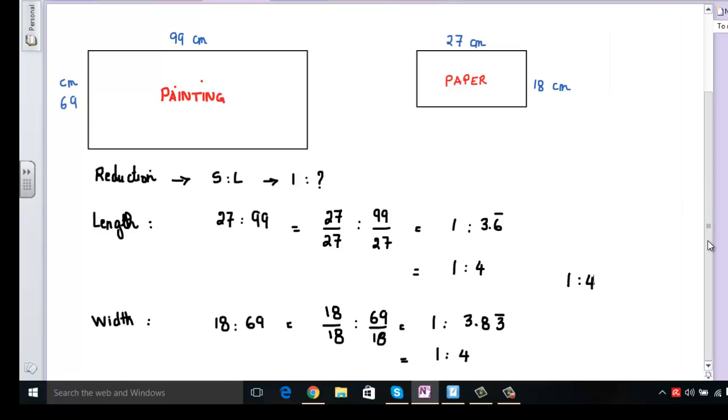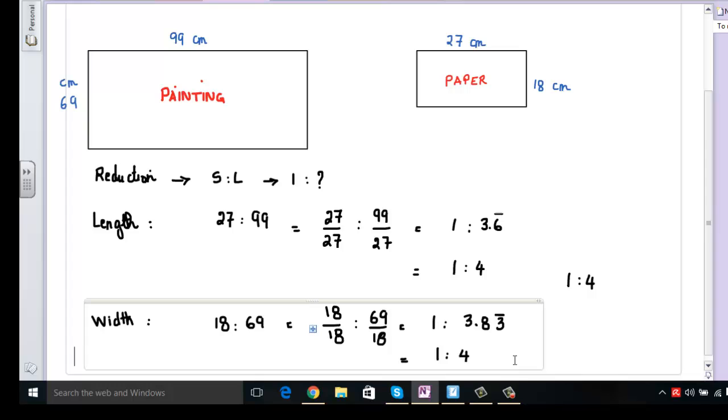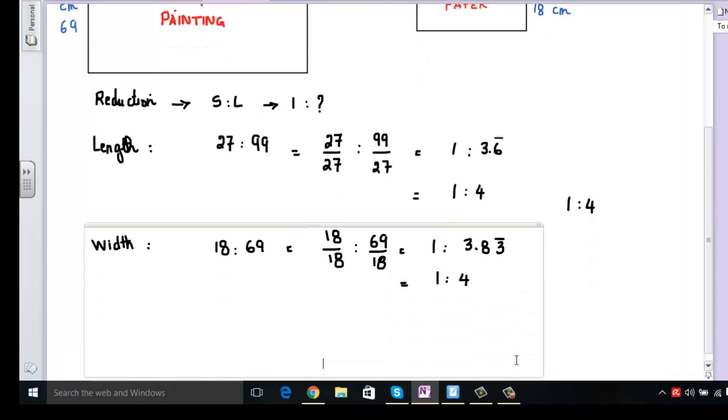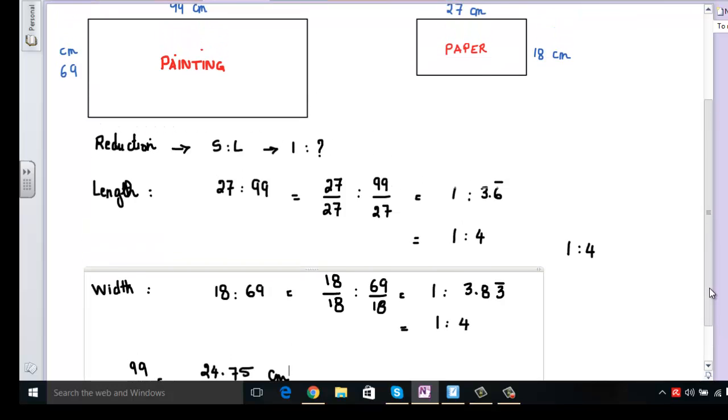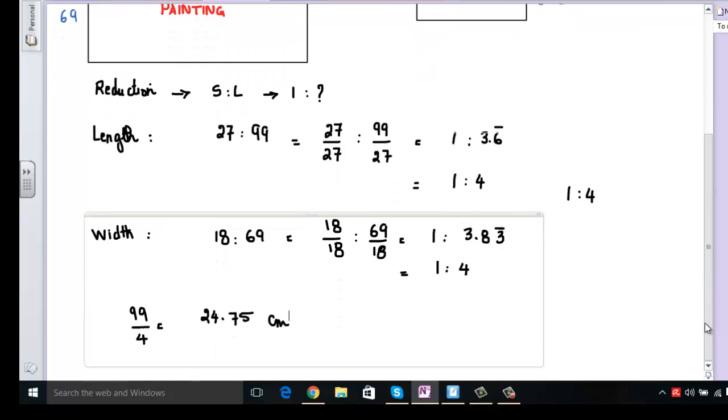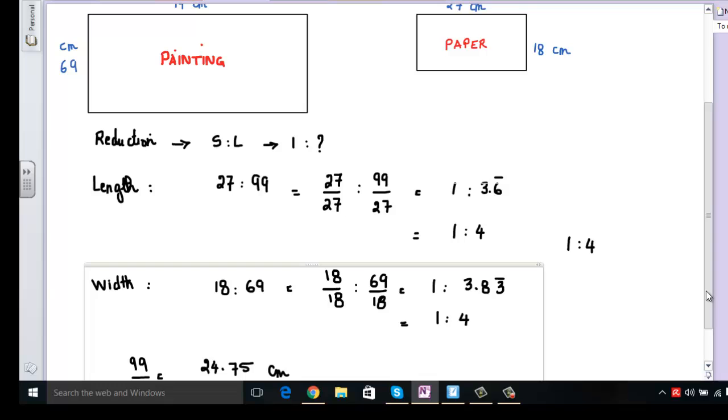So I need to check if my work is correct or not. In this case, I'm going to ask myself, I know that the length on the painting is 99. If I divide it by 4, which number will I get? I'm going to get 24.75. Is this 24.75 centimeter going to fit on my paper? For sure it can fit because I have 27 length. 24 is less than 27, that means it can fit.